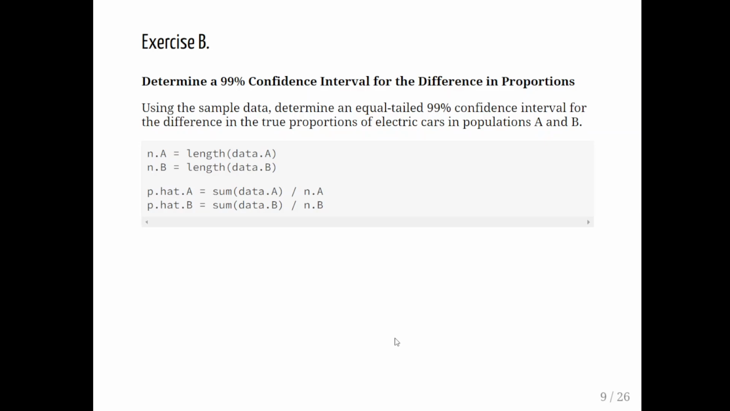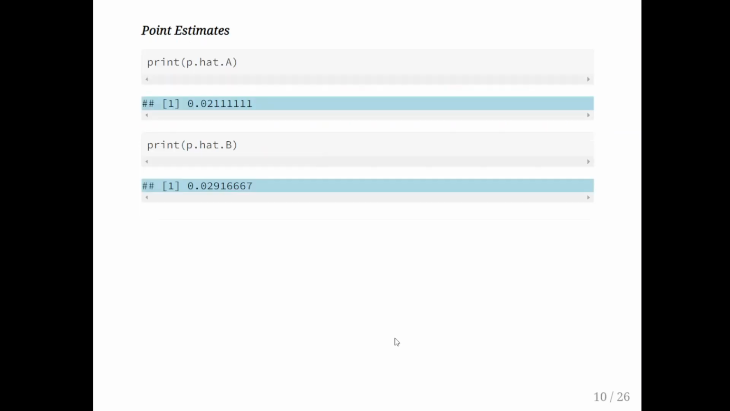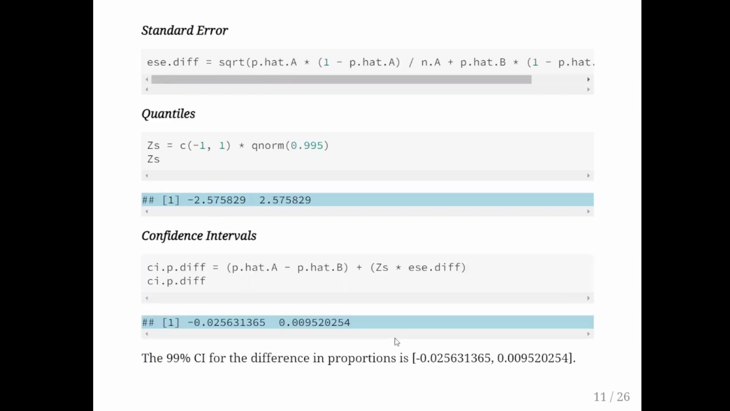Okay, so that gives us our sample estimates, our P hats for A and B, our sample proportions. Our point estimate is essentially the difference between these two numbers here. In the first case, it's approximately 2.1%. In the second case, it is approximately 2.9%. So there is a difference, but is it significant? So what we're going to do now is calculate the standard error.